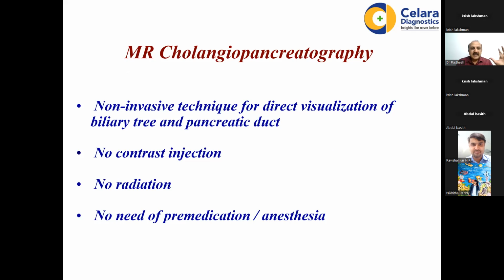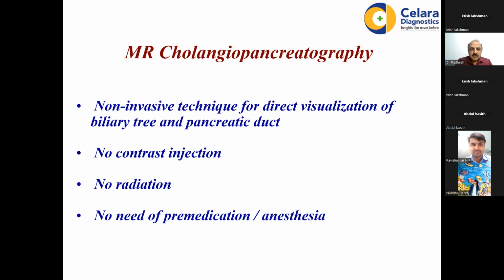This is a T2 weighted sequence. So now, if you remember in the previous class, I told you whatever looks bright is a T2, the fluid. If it looks bright, it is a T2 weighted sequence. Now, what is the difference between a T2 weighted sequence and MRCP? MRCP is a heavily T2 weighted sequence.